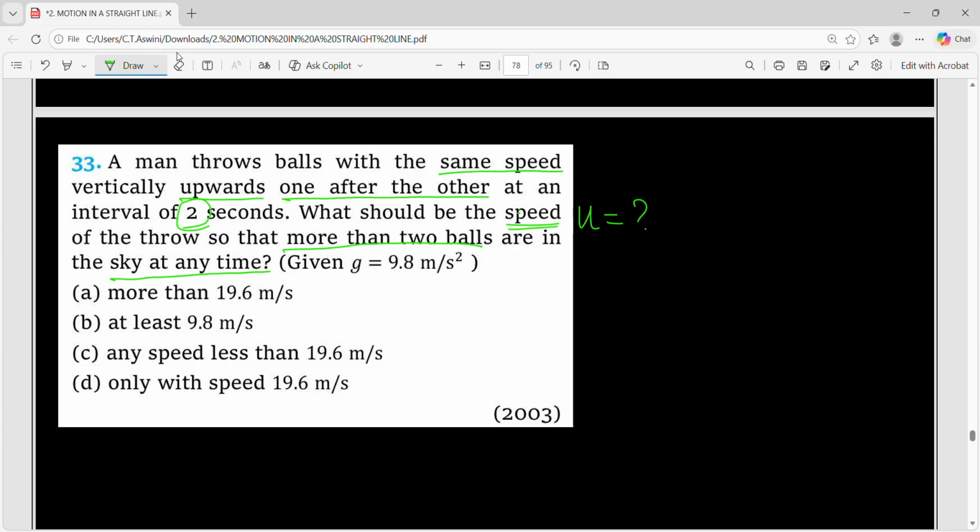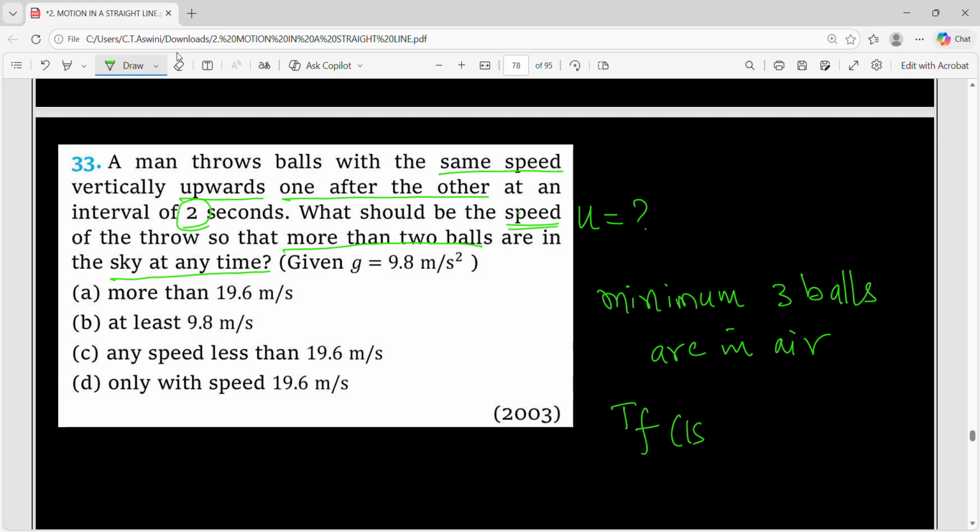Read the question once again. More than 2 balls are in the sky at any time. So what shall we do? We'll consider a minimum of 3 balls in the air. Then what will be the time of flight of the first ball?